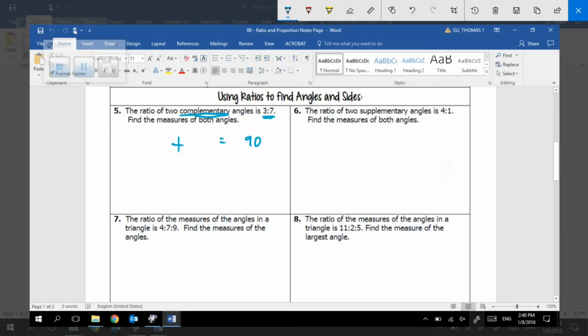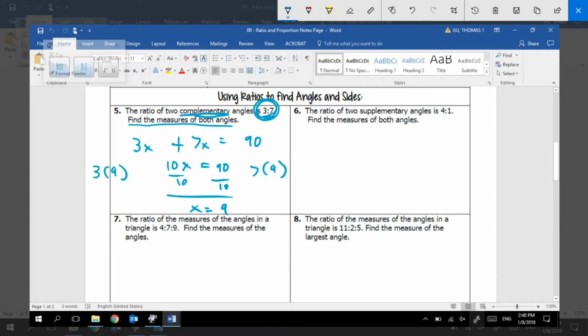But the ratio of our two angles is 3 to 7, so we can say 3x plus 7x equals 90. Then they want us to find the measure of both the angles. I'm going to find x first, and after I find x, I'm going to plug it back into 3x and 7x, and that'll give me my answer. So let's do it. 10x equals 90. Divide by 10 on both sides. x equals 9. Now that's not my answer. That's only x. We need to find the measure of both the angles. One of the angles is 3x because that's from our proportion, 3 to 7. 3 times 9. And the other one will be 7 times 9 because x is 9.